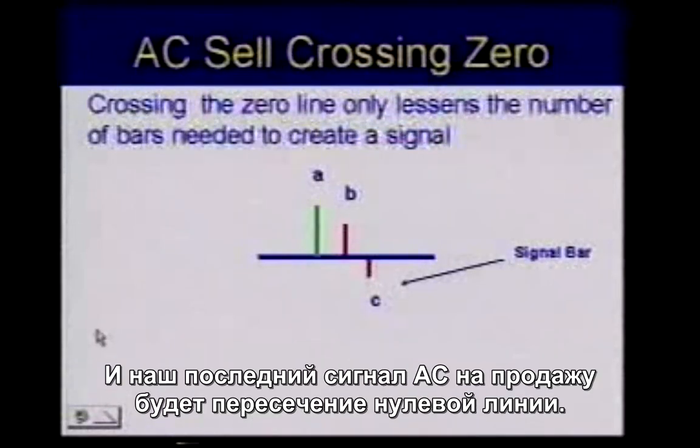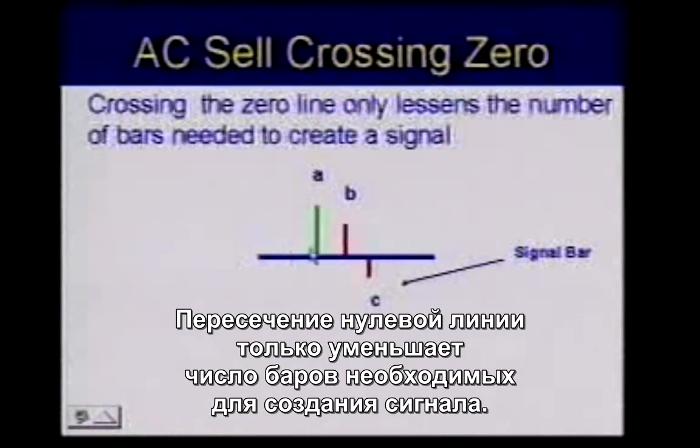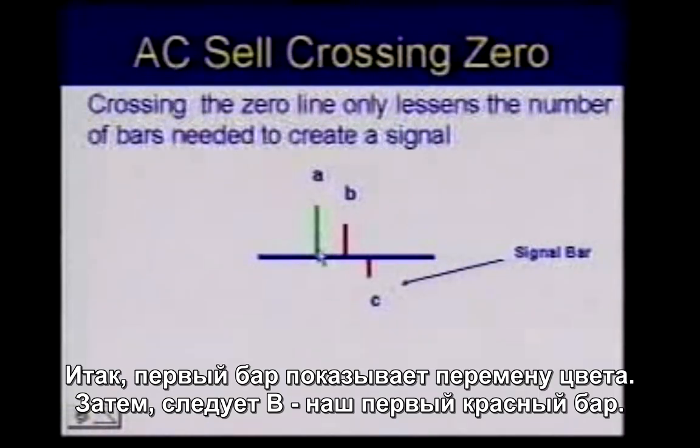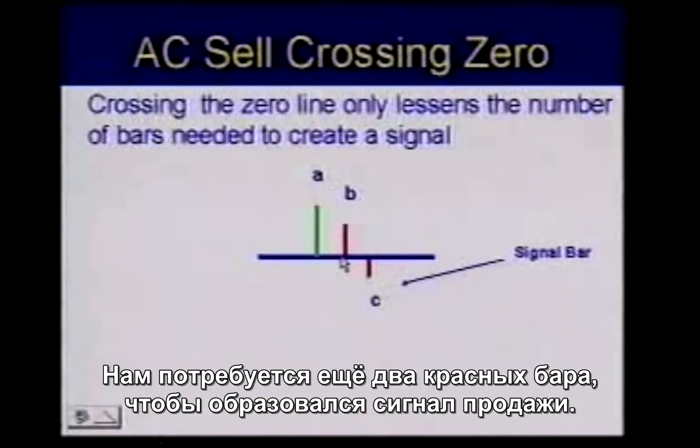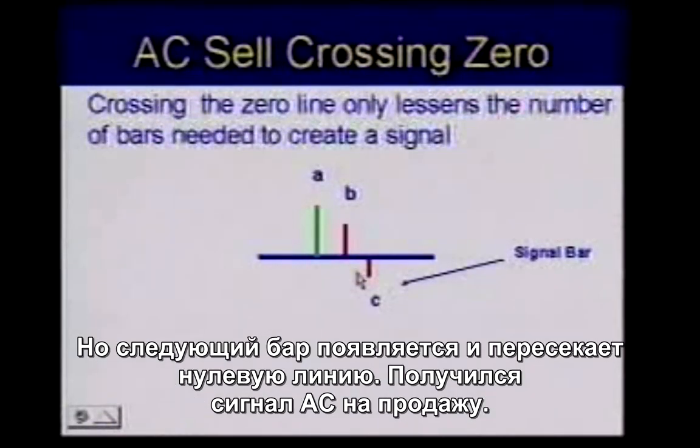And the final one would be our AC sell crossing zero. Crossing the zero line only lessens the number of bars needed to create a signal. So here we go. 1, this is our change in color. And at B, the first red bar, we would need 2 more red bars to create the sell signal. But the next bar comes out and crosses below the zero line. That is now our AC sell signal.